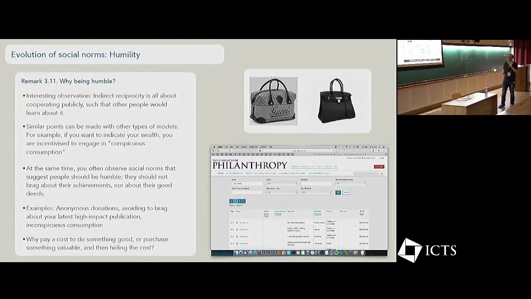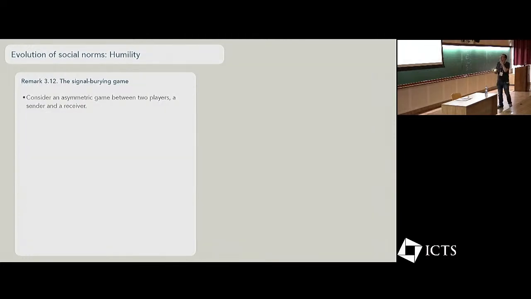Okay, so this is the question. Why pay a cost to do something good or to be great, and why then hide the cost? Why do you do something which is really nice and then not tell people about it? So this is how we modeled this thing. We call it the signal burying game. So it works as follows.